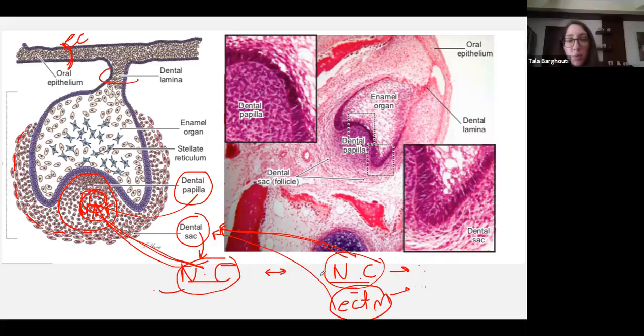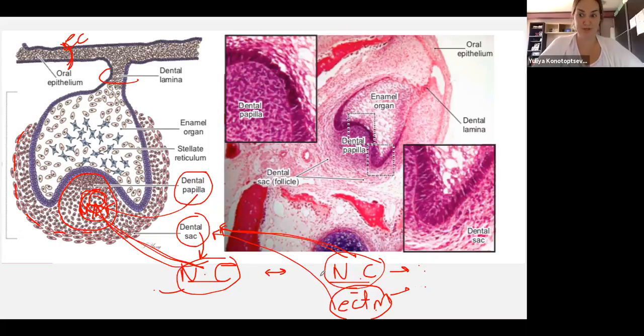So we can say that both contain the neural crest cells. Yes, absolutely. Both contain the neural crest cells, absolutely. But only dental sac has ectomesenchymal cells. You need to remember that dental sac is not one layer. Actually, it is 2 layers. There is the inner layer and the outer layer. We're going to talk about it today. So remember that. 2 layers in the dental sac, inner and outer.